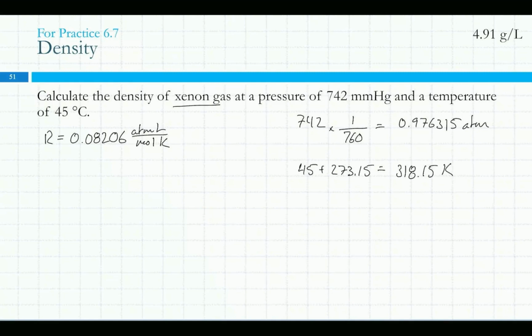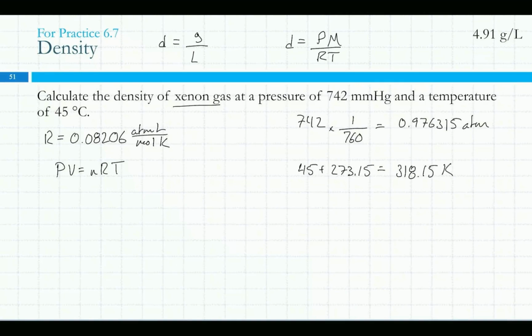Okay, so what do I need to know about this to be able to calculate density? I need the mass and the volume, because our density is going to be mass divided by volume, or grams divided by liters when we're talking about gases. So there's two ways we can do this. One is we could use that equation, density equals pressure times the molar mass divided by RT. Plug the numbers in and solve it. I trust that you guys can plug the numbers in.